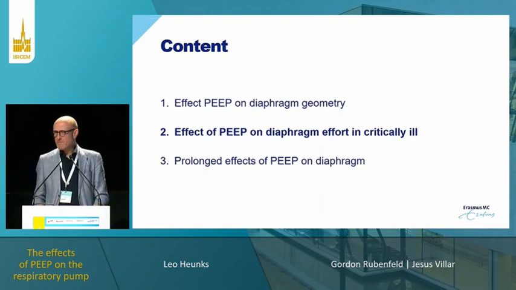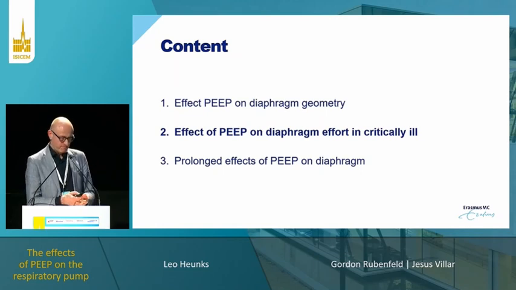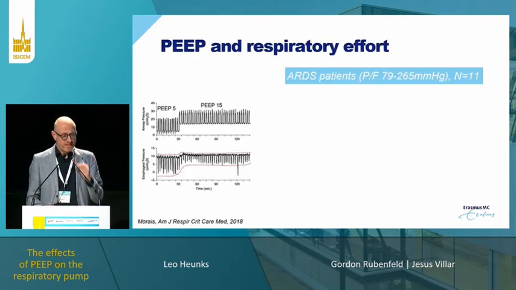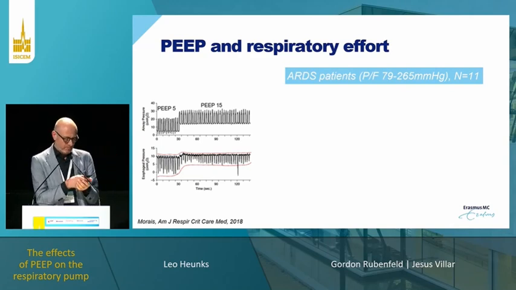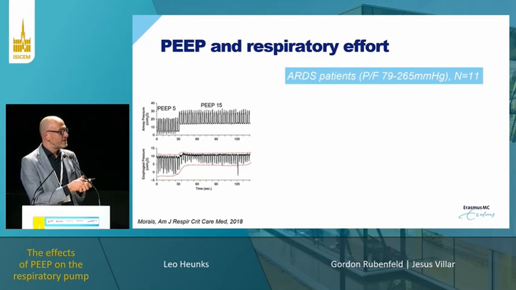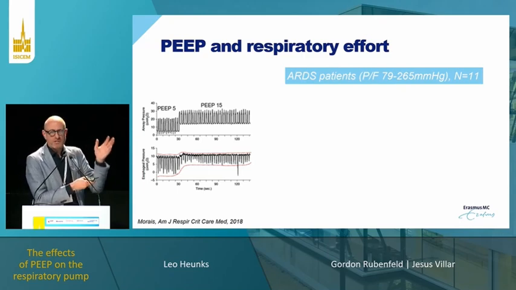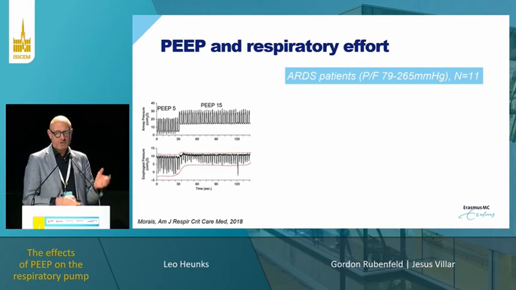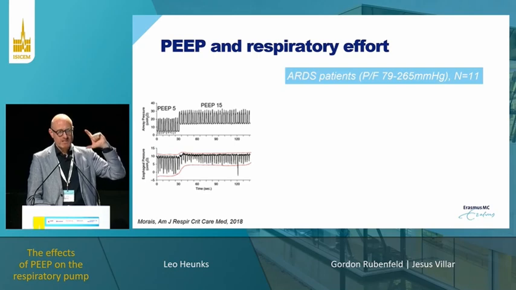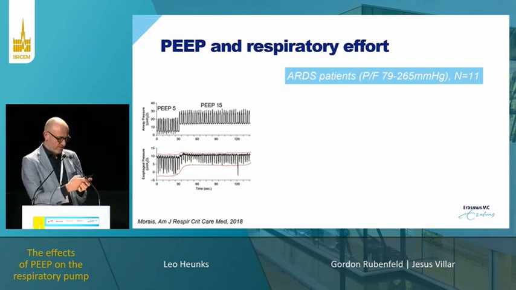So what happens if we apply PEEP to the effort generated by the patient? This is a fantastic study published in the Blue Journal a couple of years ago. Patients with ARDS at 2 levels of PEEP. So right here, this is the airway pressure, obviously during an assisted mode, airway pressure and esophageal pressure swings. And as you know, the esophageal pressure swings reflect the effort generated by the patient.